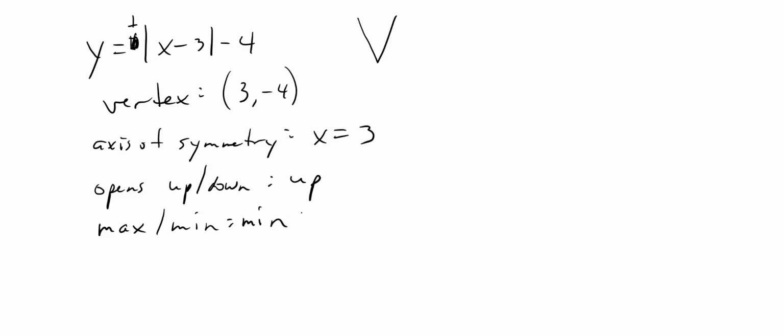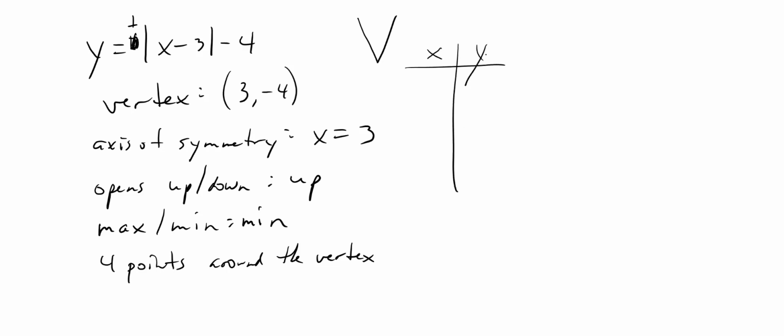Okay? And I want four more points, so four points around the vertex. Let's make a t-chart real quickly. I'm going to put the vertex in here: 3, negative 4. And then you're picking points on either side of it. So I'm going to pick something less, 2 and 1, and more, 4 and 5. Again, it's pretty easy to do this.